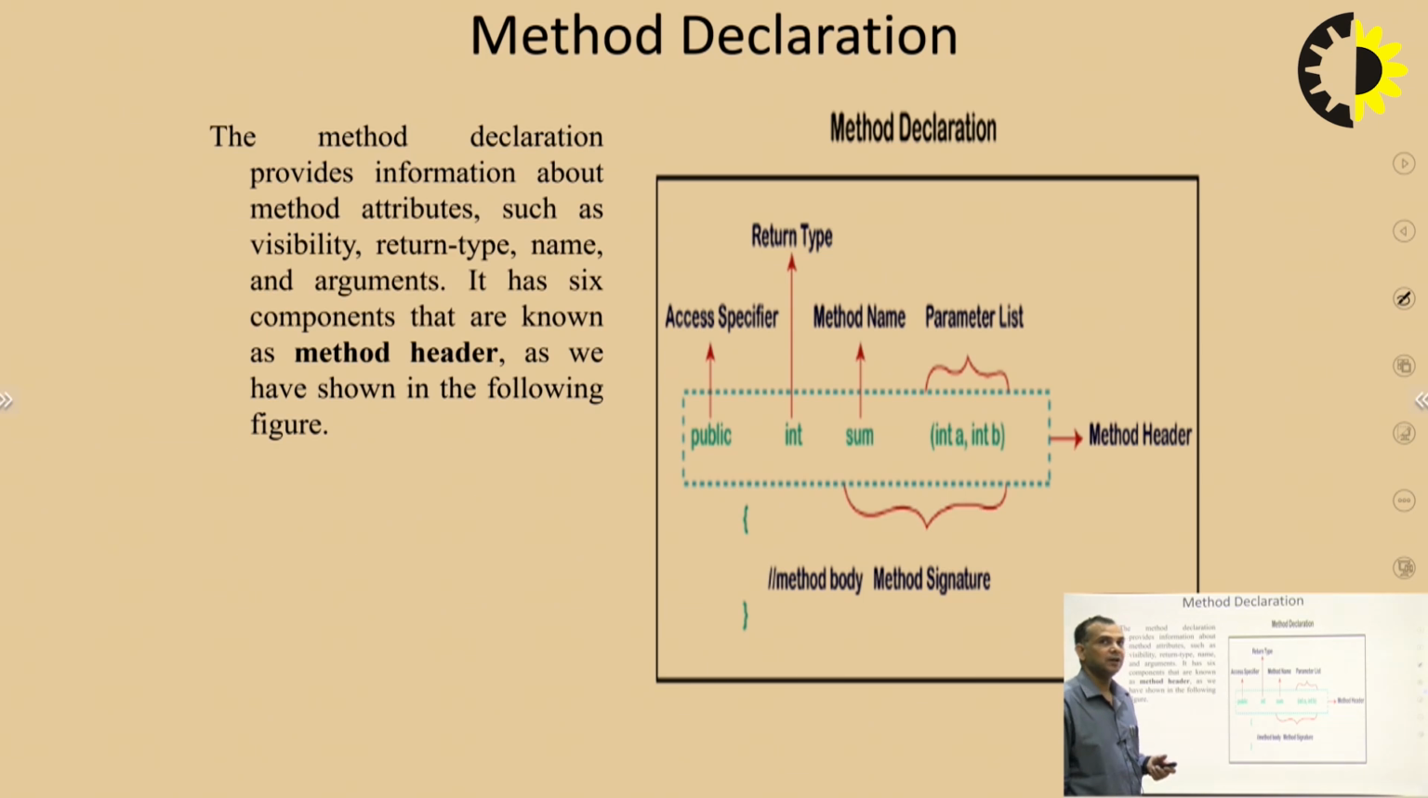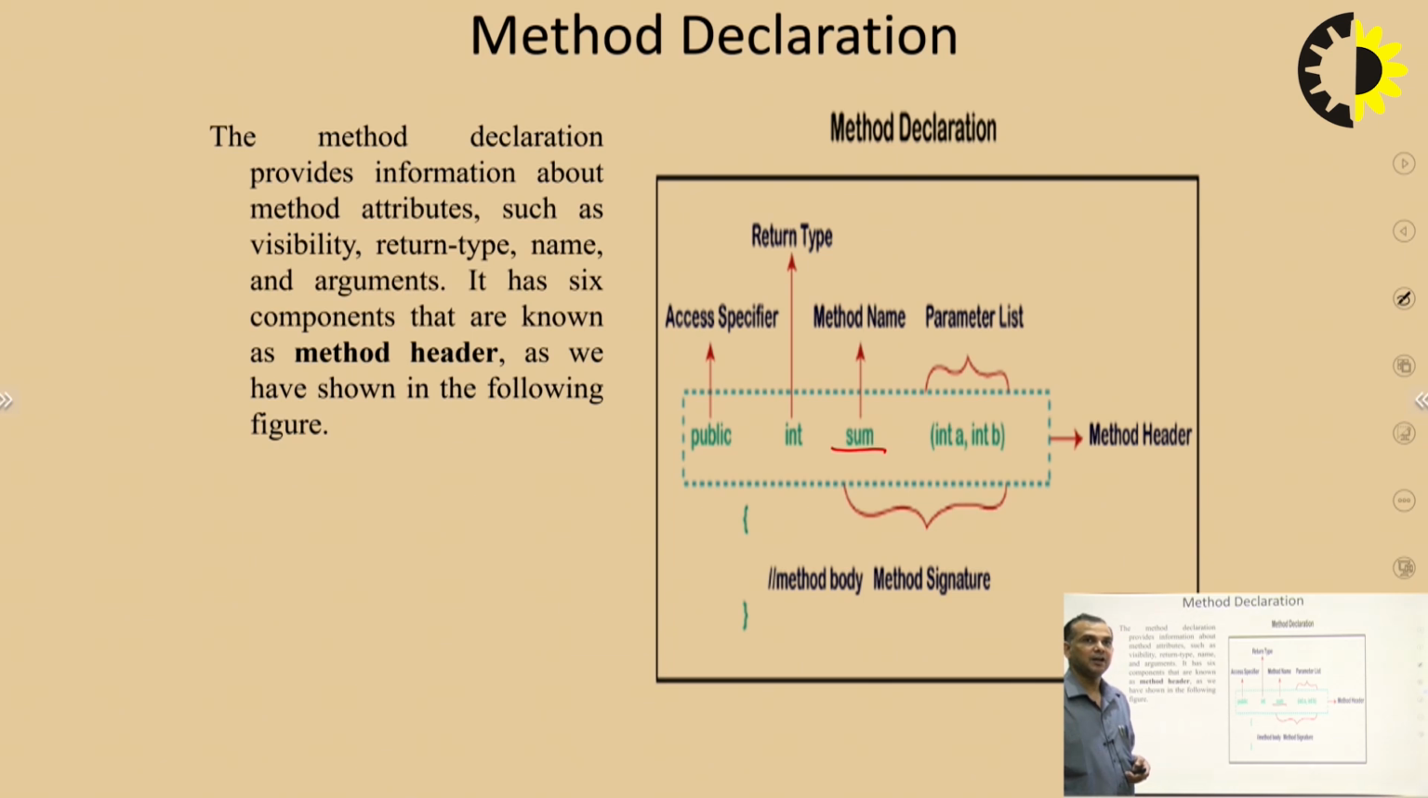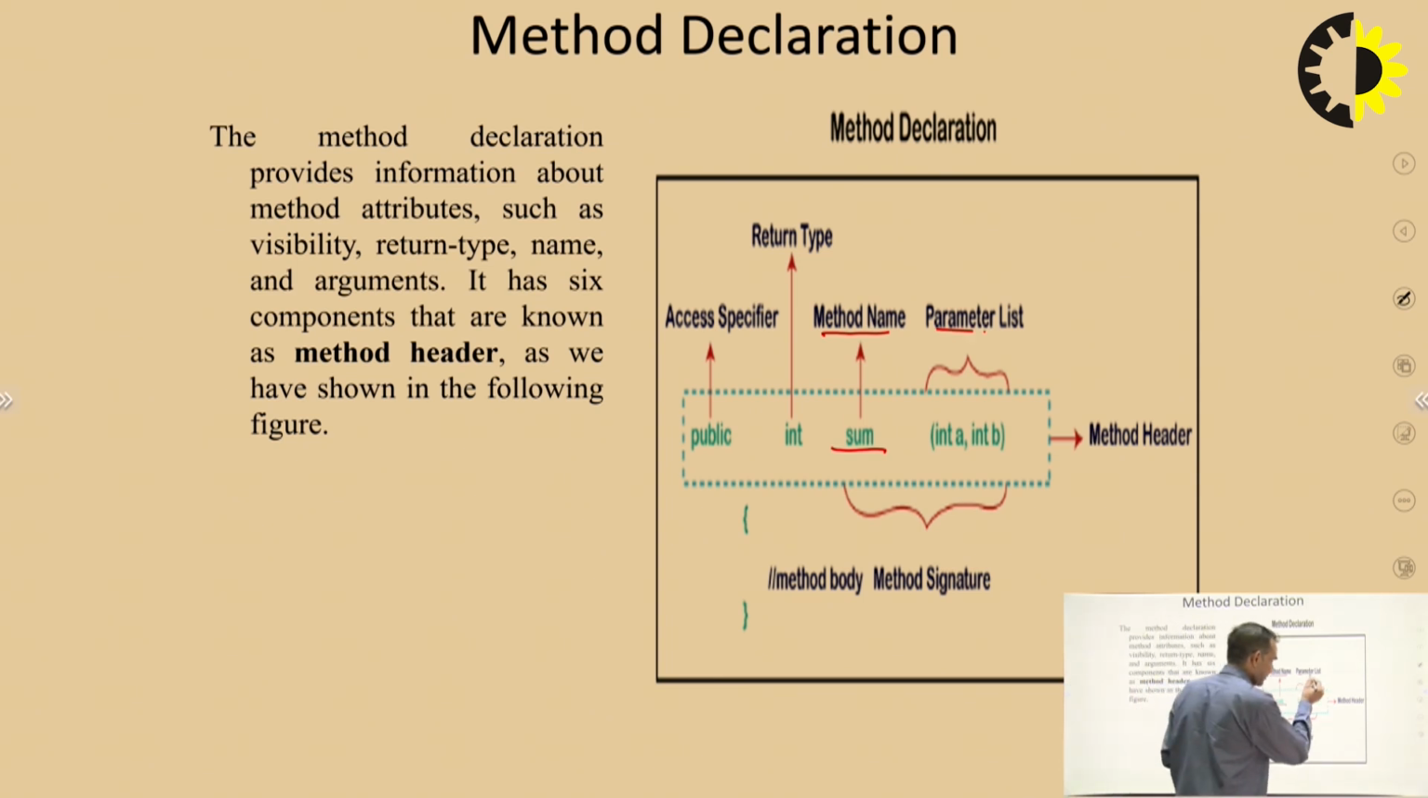If we talk about methods, a method declaration provides information about the method's attributes such as visibility. The first thing is, when we declare a method, suppose I declared a method called sum. It defines the attributes we are using, such as visibility, the return type, and the method name. When we declare a method, it also has a parameter list. The parameter list is defined inside the brackets. So these are the parameter list: integer a and integer b.